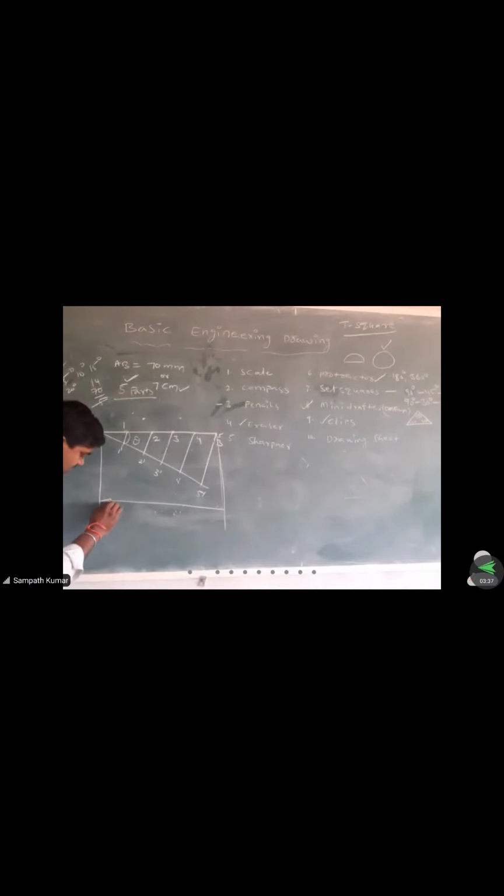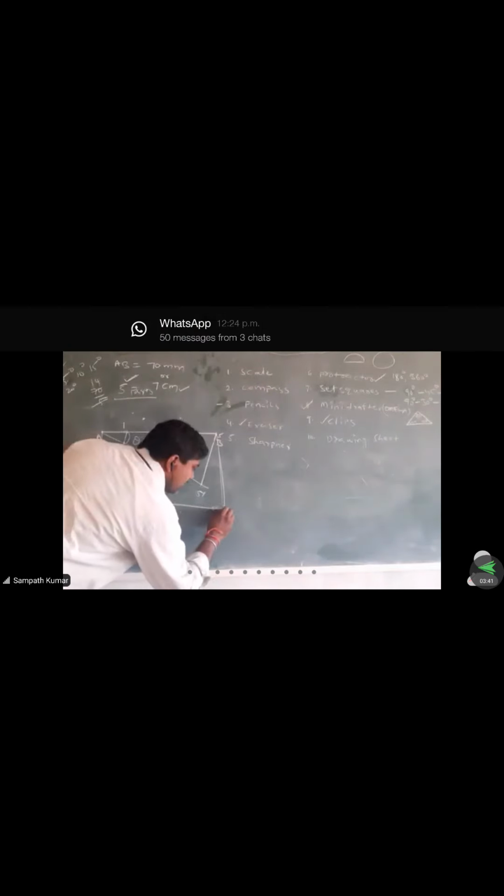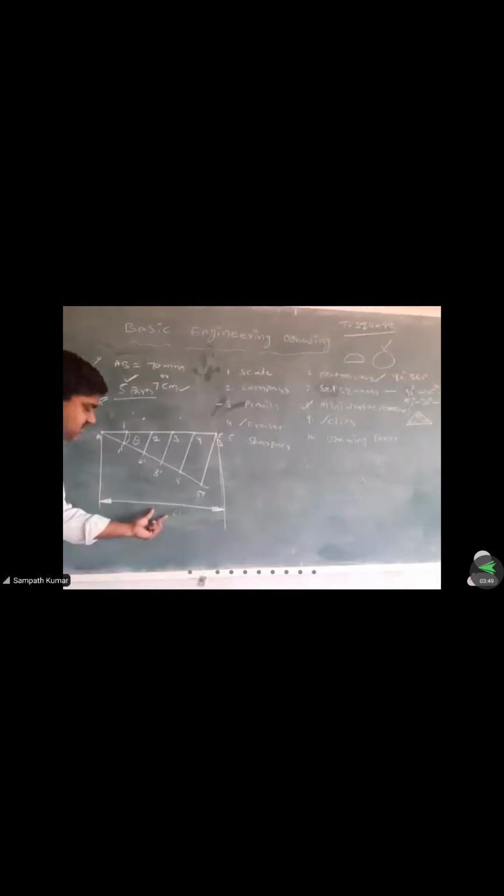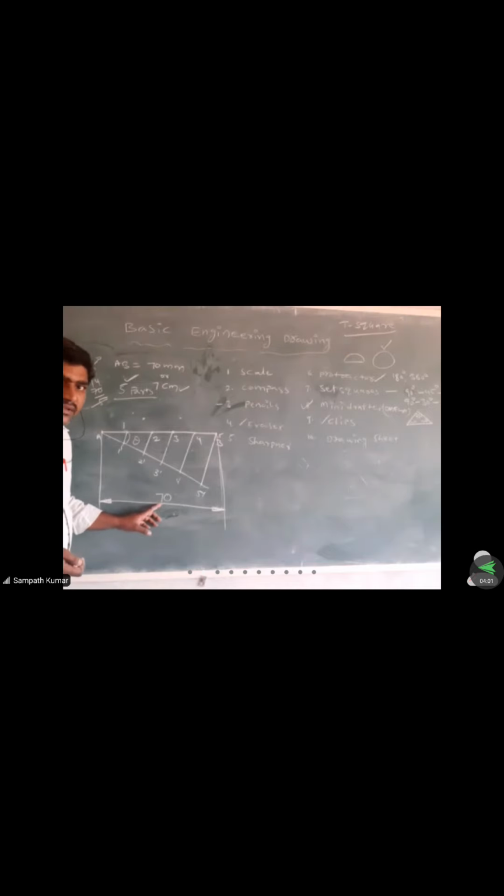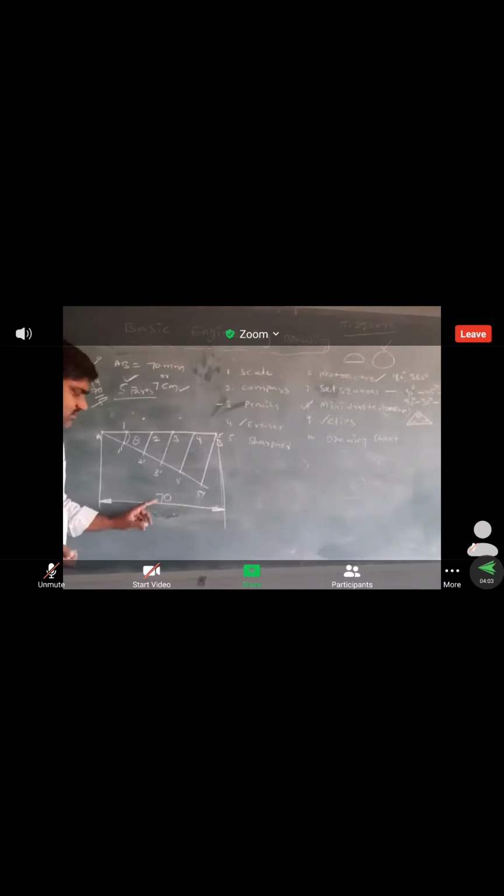The dimension line will be indicated by arrowheads at the ends of the points. The value of the line must be above the dimension line and exactly in the middle. You can write it in millimeters, that is 70 mm. Visible or not? Yes, this is visible, 70 mm.